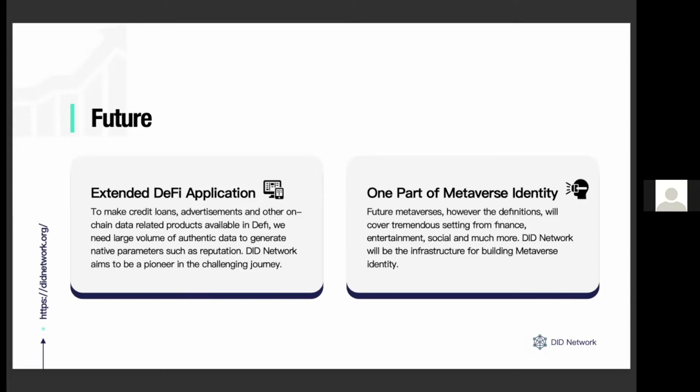But we need a large volume of authentic data to generate native parameters such as reputation. So DID network aims to be a pioneer in this challenging journey. Also, we want to serve as one part of the metaverse identity. Future metaverses will cover tremendous settings from finance, entertainment, social, and much more. The DID network will be the infrastructure for building metaverse identity.